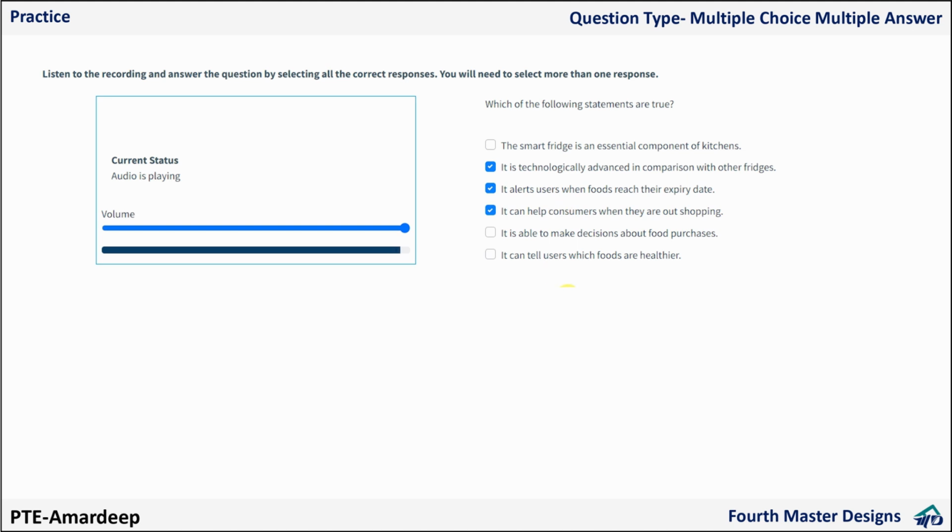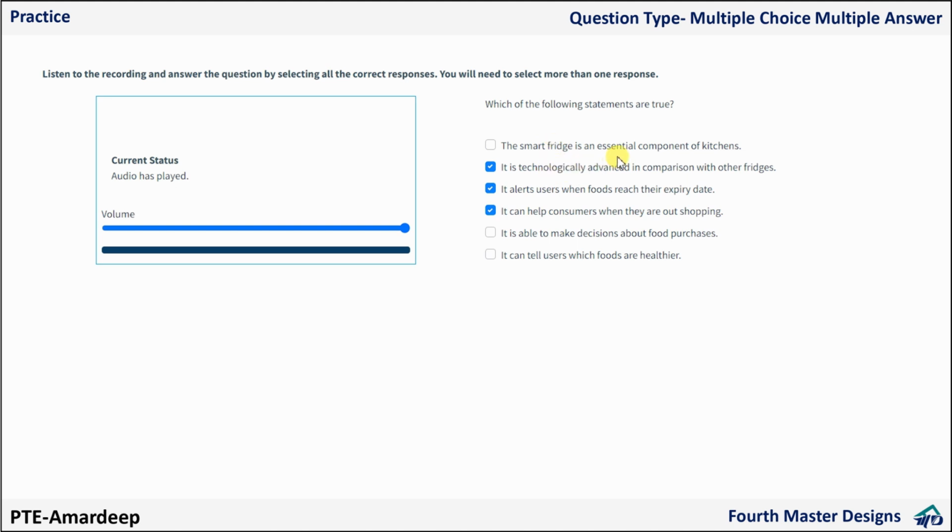So see, it can tell users which foods are healthier. No, it discussed healthy options, this one, that one, but not this one. It is able to make decisions about food purchases. No. Shopping was there, but it can't decide for you. No. The smart fridge is an essential component of kitchens. Okay. Fridge is important, but smart? No. He did not say.